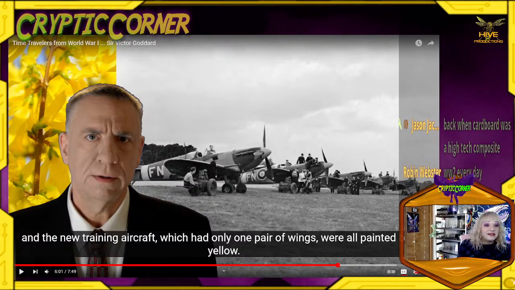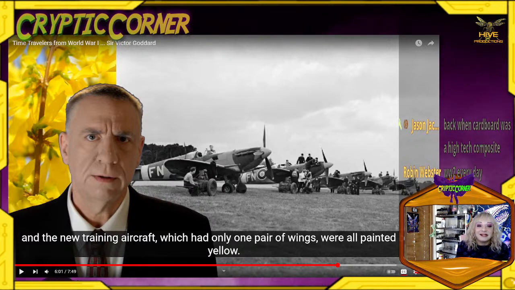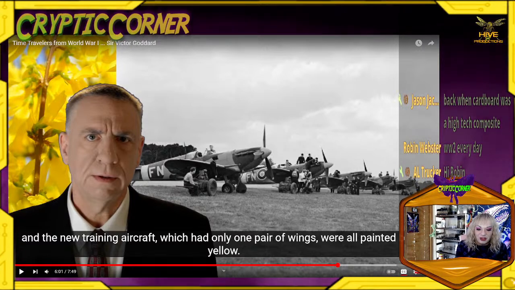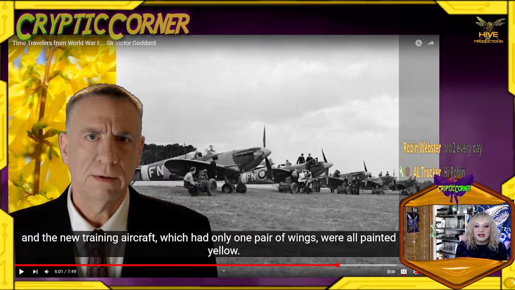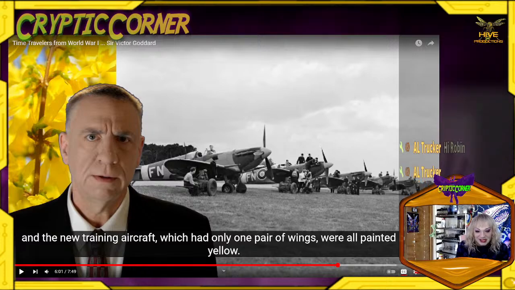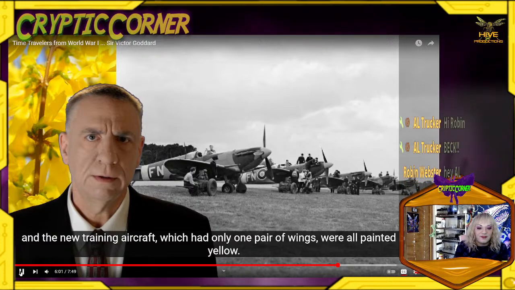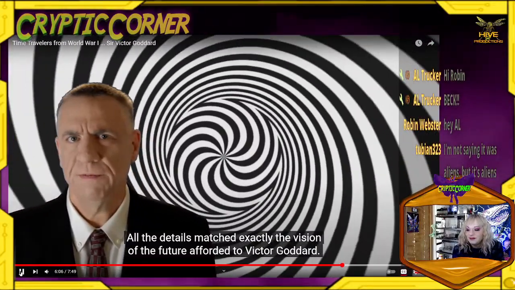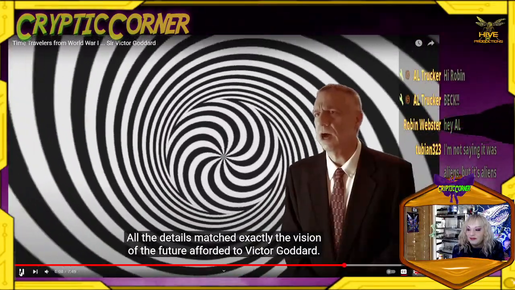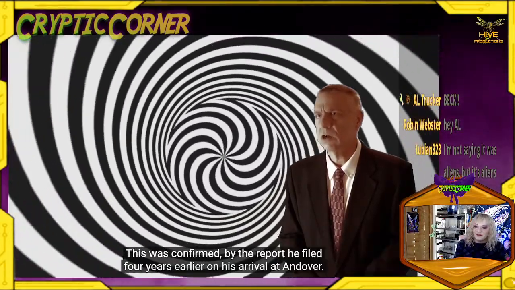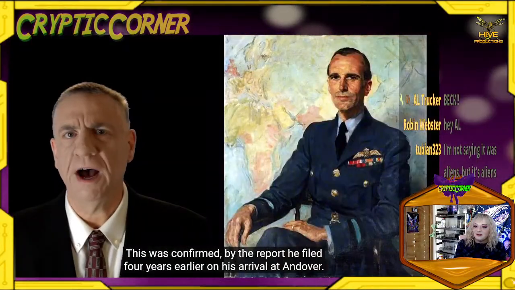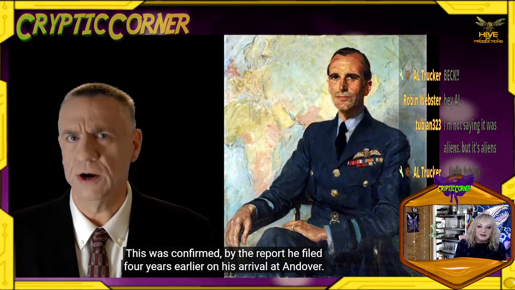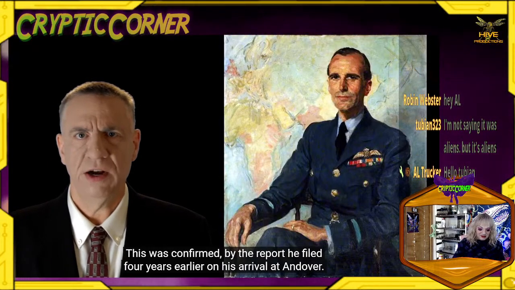Of course, in the U.S., we never moved past that stage, and everywhere else moved on to public transit. But nope, good old U.S. of A. sticking with the privately owned combustion engines as the primary means of transportation. All the details matched exactly the vision of the future afforded to Victor Goddard. This was confirmed by the report he filed 4 years earlier on his arrival at Andover.